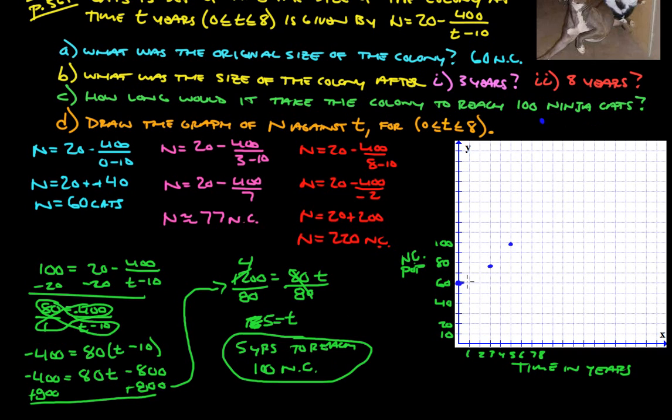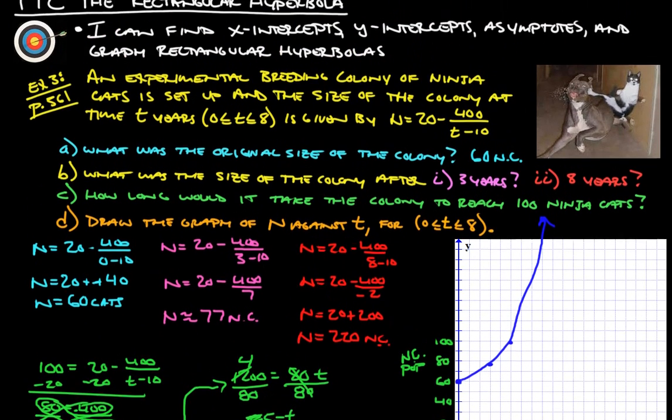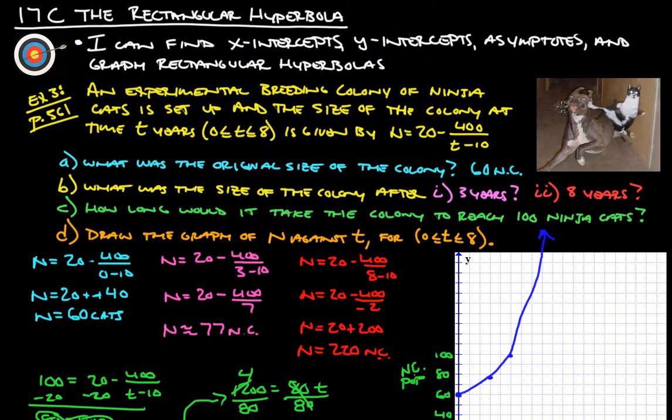So it looks like our graph looks something like this. Oops, I missed. But you get the idea. It should be a little bit more curved there, but you get the idea. So that would be our graph for Ninja Cat. So it's growing exponentially fast. All right, that's it. You should now be able to say that I can find x-intercepts, y-intercepts, asymptotes, and graph rectangular hyperbolas. If you have any questions, please ask. Thanks.